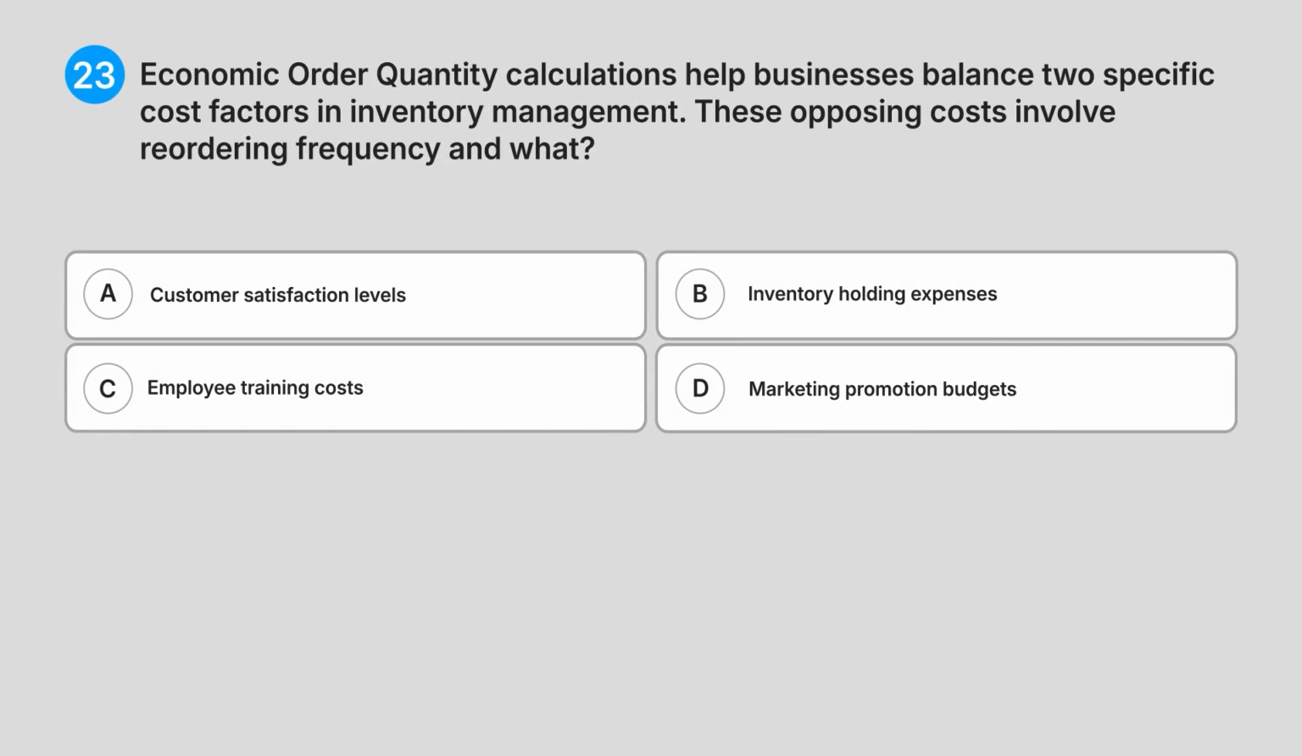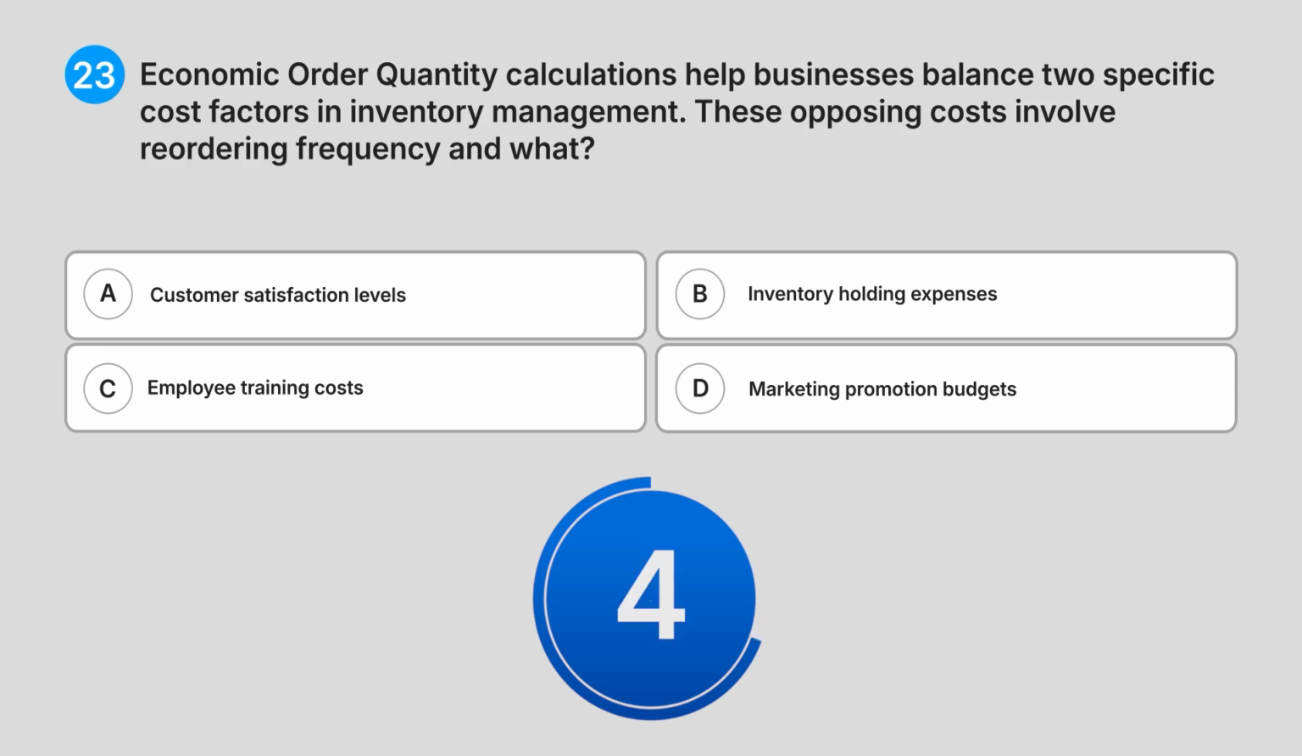23. Economic order quantity calculations help businesses balance two specific cost factors in inventory management. These opposing costs involve reordering frequency and what? A. Customer satisfaction levels. B. Inventory holding expenses. C. Employee training costs. D. Marketing promotion budgets. Can you guess the answer?